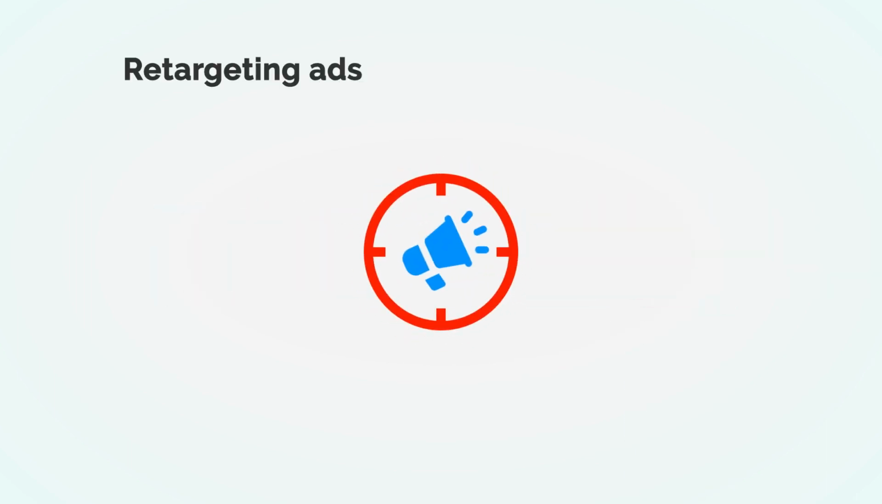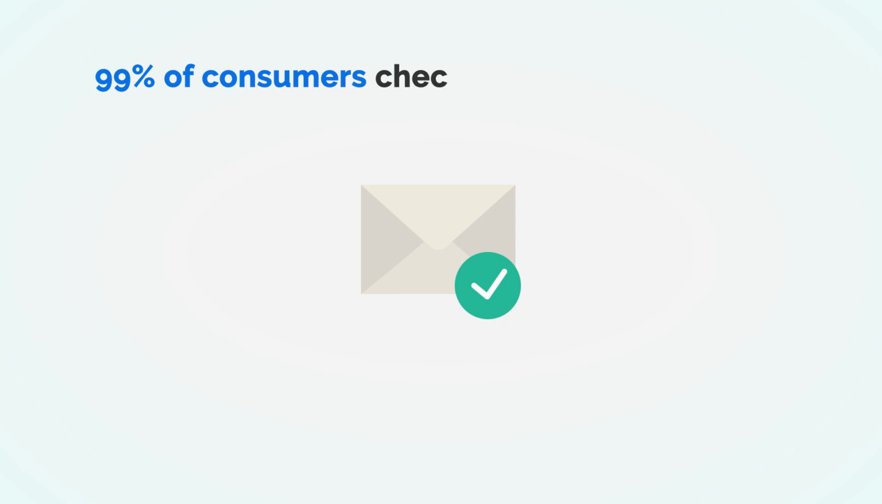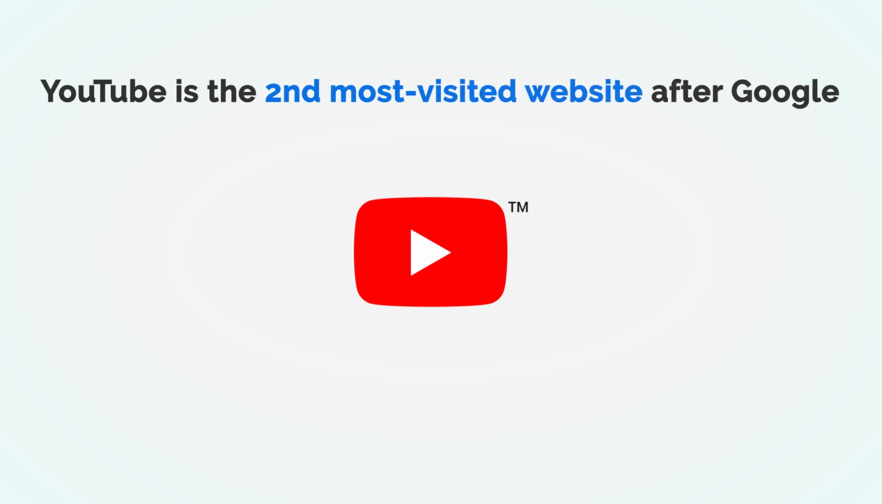Number 1. Retargeting ads are 76% more likely to get clicks than regular display ads. Number 2. 99% of consumers check their email every day. Number 3. YouTube is the second most visited website after Google.